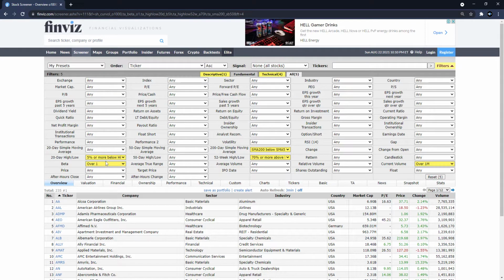Why did I put it to be just over one? Basically to be more volatile. And why is that? So we can play with high risk, high reward, right? You can put a smaller stop loss with a bigger RR, and I think you get what I mean.